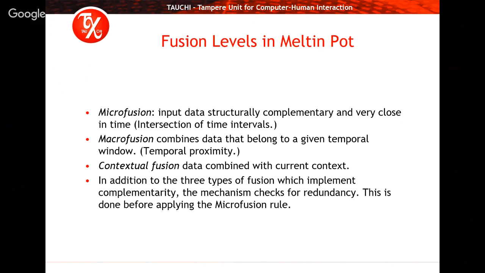And then there are these different levels of fusion, the microfusion. Basically, overlapping events can be combined there. Macrofusion combines information that happened close to each other. Then there is also contextual fusion, and it checks for this redundancy mentioned earlier. So if you get two pieces of information at the same time, it checks for that.